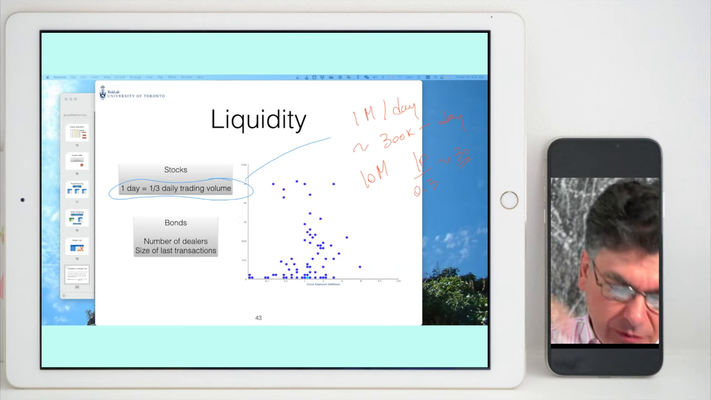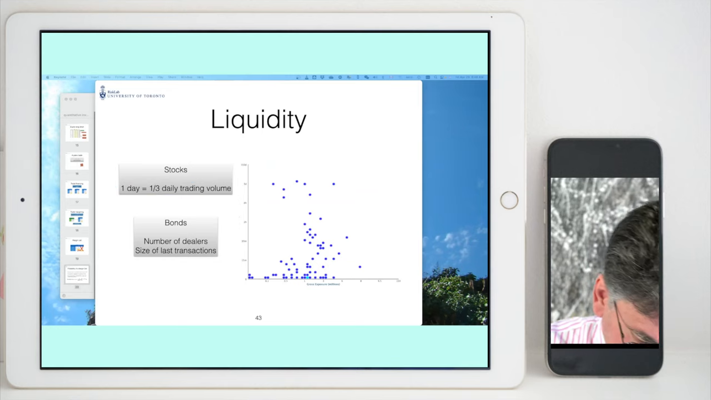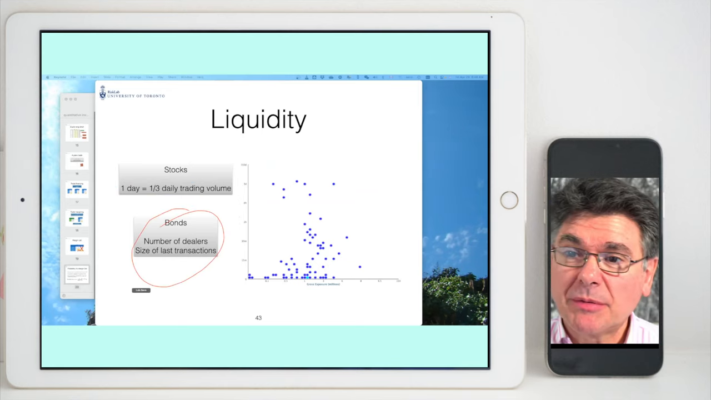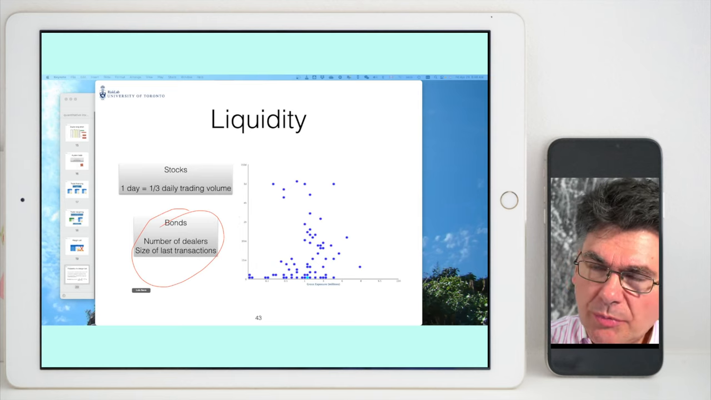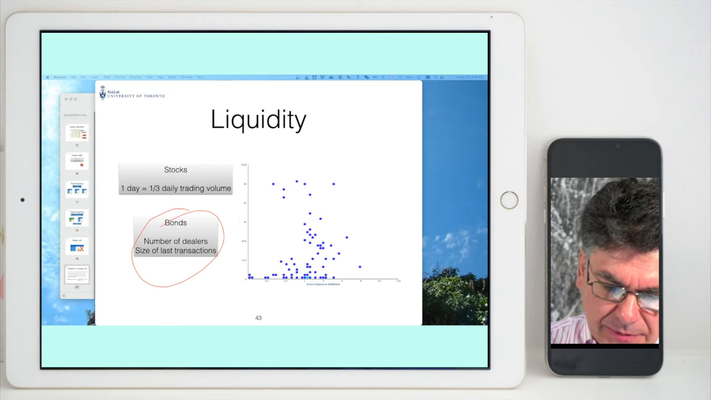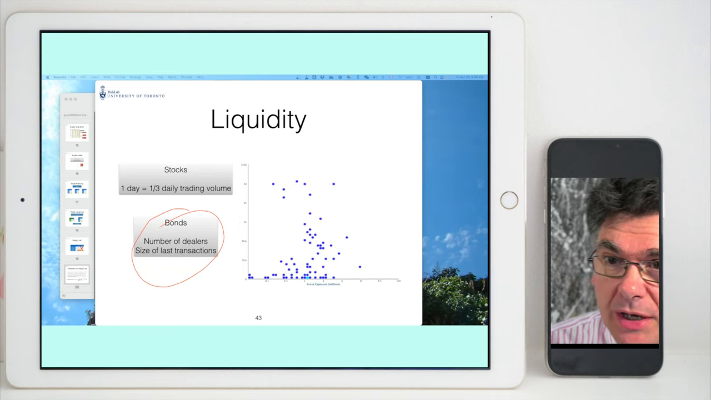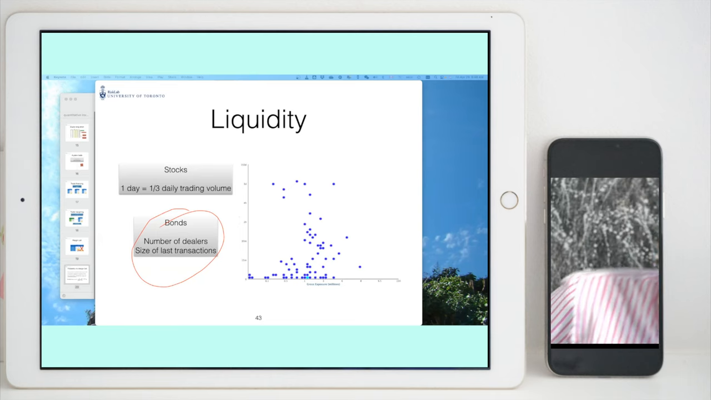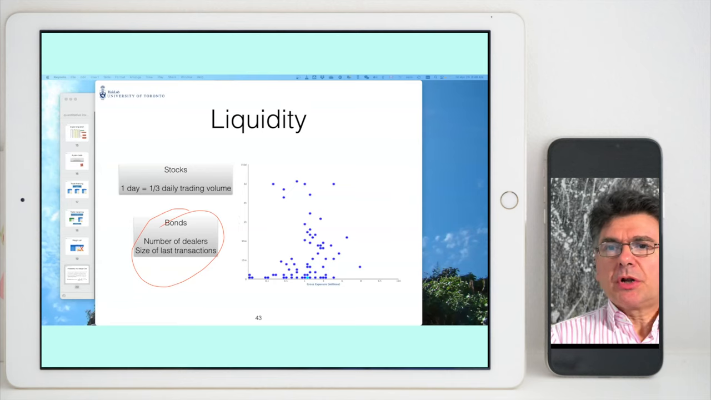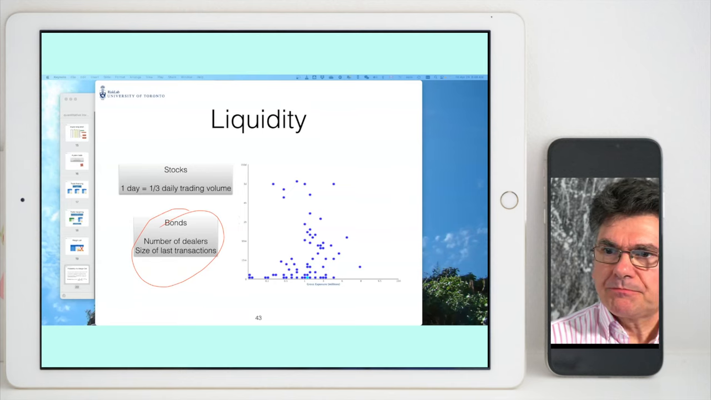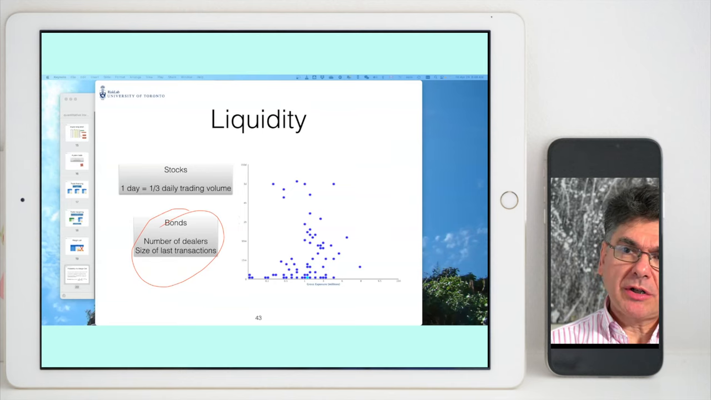How about the liquidity for bonds? How can we check the liquidity for bonds? Bonds have another problem. Right? You also want to buy and sell bonds, and you want to buy and sell bonds quickly. If you cannot do it quickly, then your liquidity risk increases. But of course, the problem with bonds is that they do not trade on an exchange.